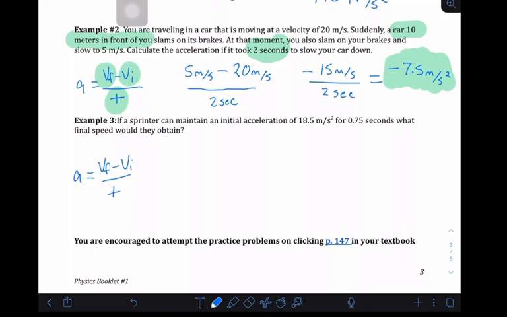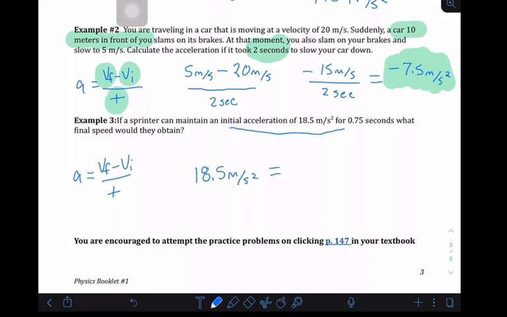We have to go through the question. We have to find out what information they give us and where that goes in our formula. They tell us that the sprinter can maintain an initial acceleration of 18.5 meters per second squared. So that's our left side of our equation, 18.5 meters per second squared. Okay, the equal sign is there.